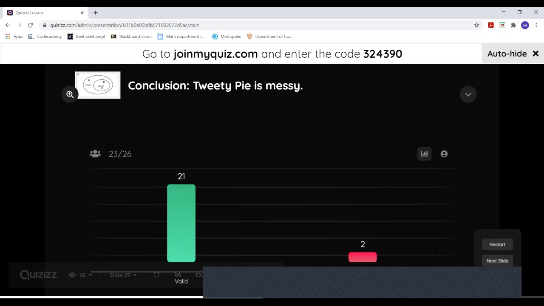All right, so this is valid. Going through this, the conclusion I'm drawing is that Tweety Pie is messy. So this is the picture. The first thing they said is if it is a pigeon, then it is messy. That gives us the sets, the Venn diagrams. The second premise is Tweety Pie is a pigeon. So that's where we put our X in the circle. And the conclusion they're trying to draw is Tweety Pie is messy.